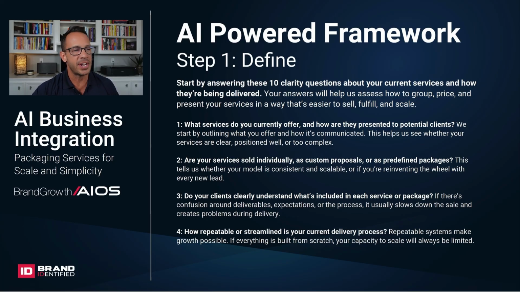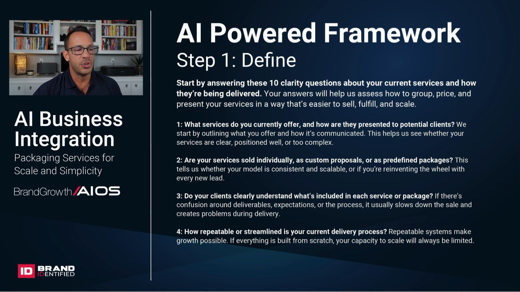Question number 1 is, what services do you currently offer and how are they presented to potential clients? We start by outlining what you offer and how it's communicated. This helps us see whether your services are clear and positioned well, or if they're too complex. Question number 2 is, are your services sold individually as custom proposals or as predefined packages? This tells us if your current model is consistent and scalable or if you're reinventing the wheel with every new lead that comes in the door.